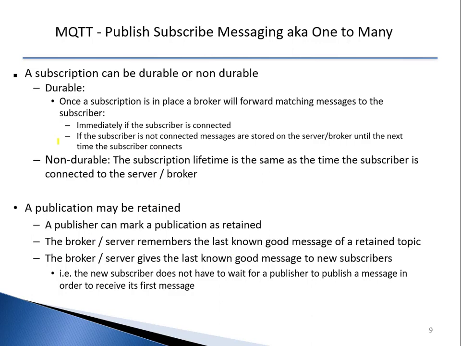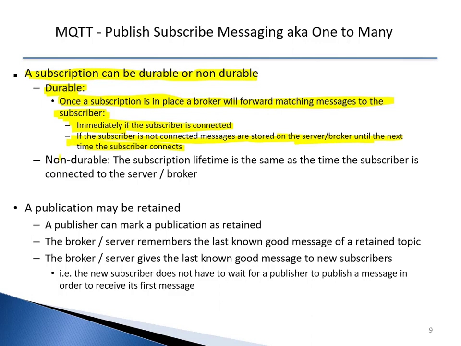Then a subscriber can be durable or non-durable. So there are two types of subscribers, durable and non-durable. For durable subscribers, once the subscription is placed, the broker will forward the matching messages to the subscriber. Once you subscribe to that particular channel, the broker has to transmit all the information immediately if the subscriber is connected. If the subscriber is not connected, the message is stored on the server of the broker until the next time the subscriber connects.